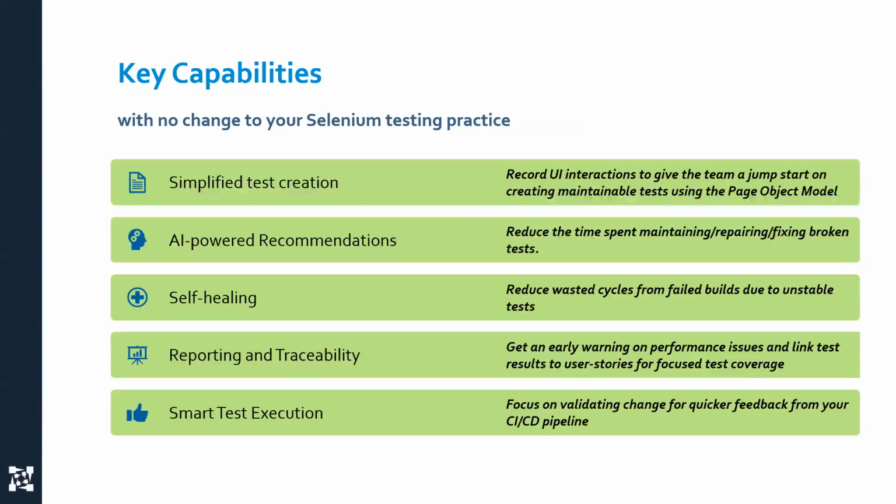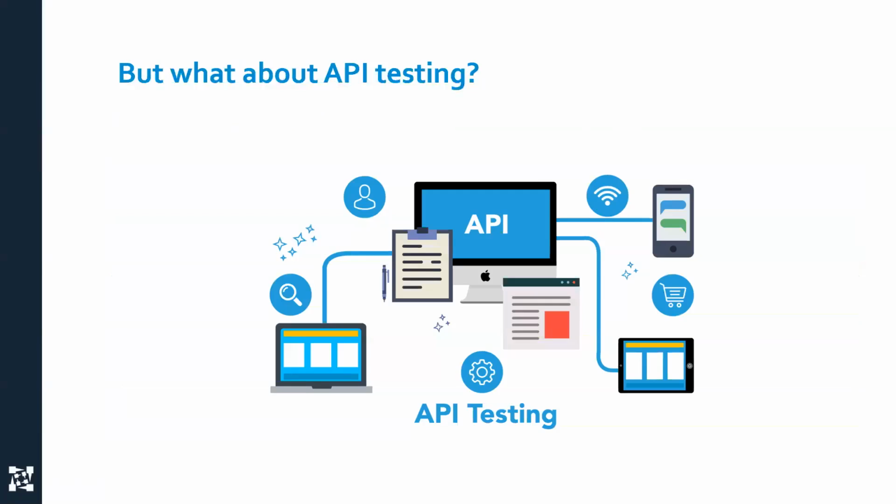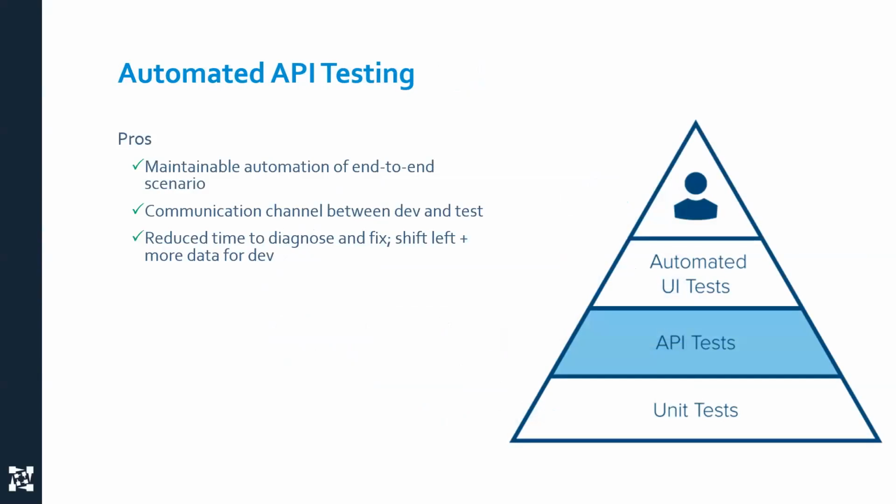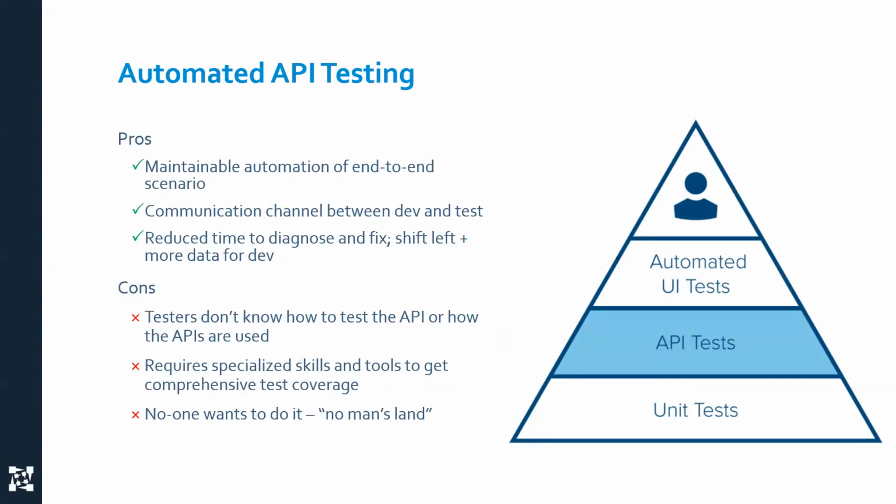Okay, so let's move further down the stack. We've talked about the UI, but I emphasized earlier that the APIs are a really critical part of your testing strategy. Testing at the API level is easier to automate and quicker to execute, but it has complexities associated with the test creation. So there are definite pros associated with API testing, but there are cons also. It requires knowledge of how those APIs are used.